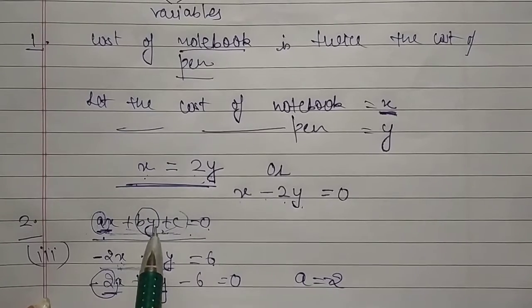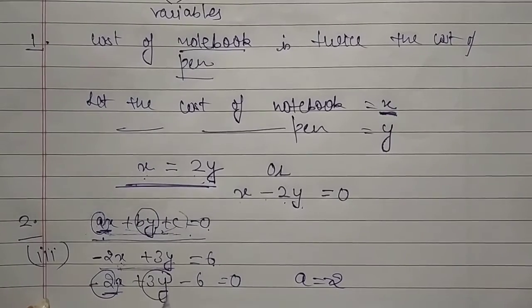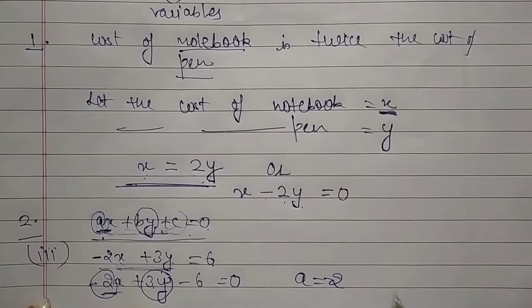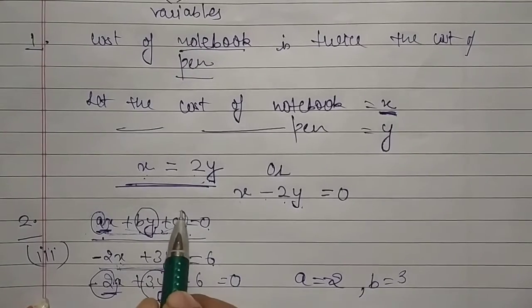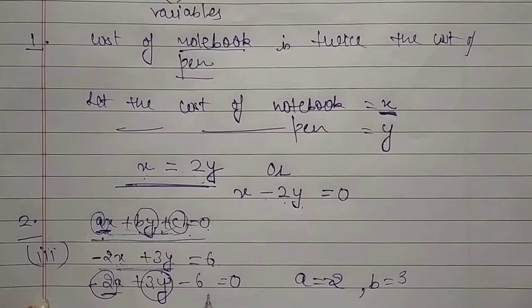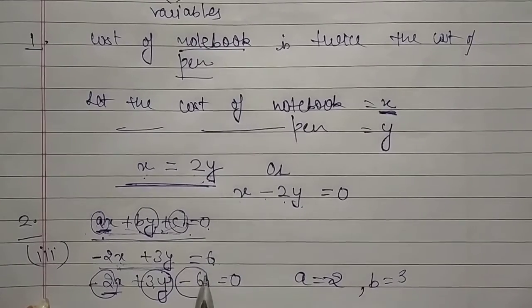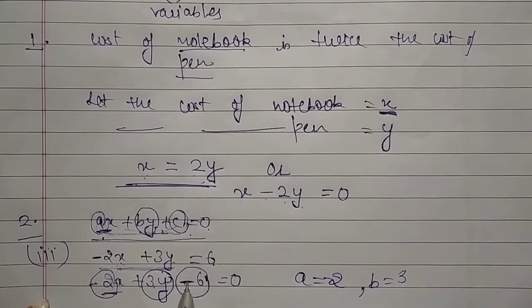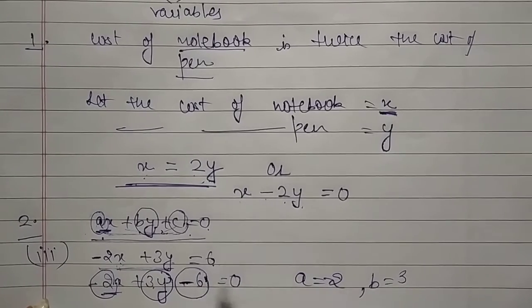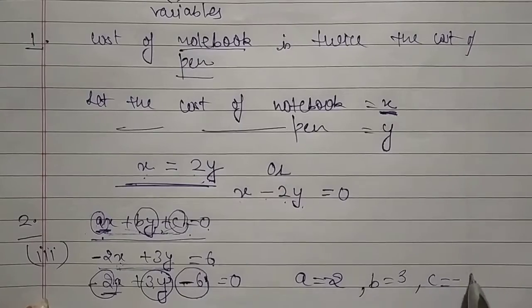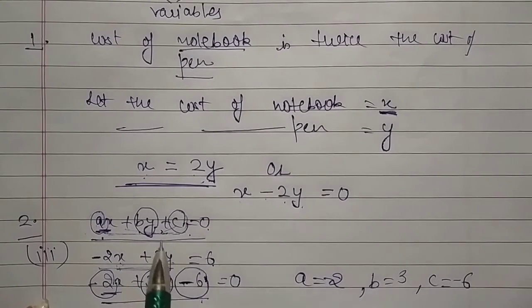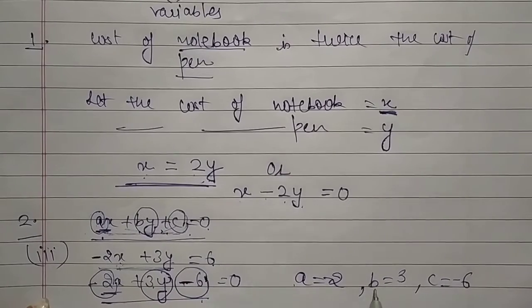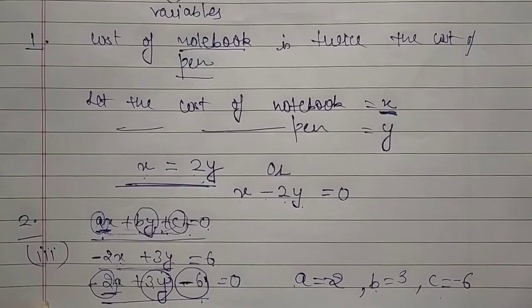Next, by and here is 3y. In place of b we are having 3. It means b is equal to 3. Here is c, and in place of c there is minus 6. Don't forget to take the minus also. This should go along with the 6. So c is equal to minus 6. This is how we represent the equation in this form, and here are the values of a, b and c.